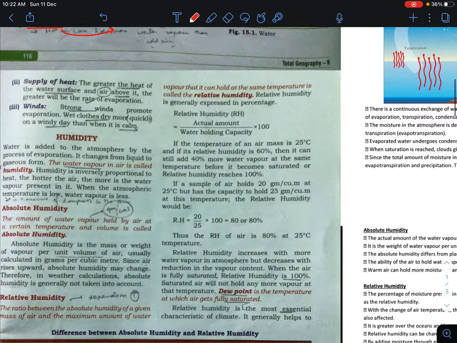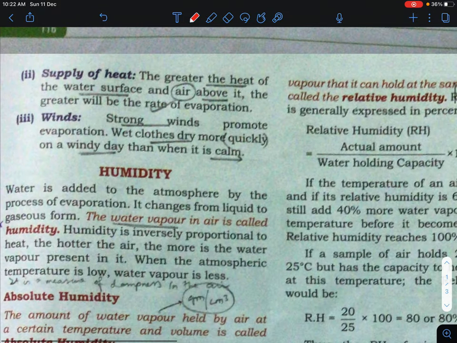Now our next point is the supply of heat. The second one is temperature. The greater the heat supplied to the water surface, the greater will be the rate of evaporation. If the temperature is increased, the rate of evaporation will also increase. There is a direct relationship between evaporation and temperature. If the temperature is more, the rate of evaporation will be more.